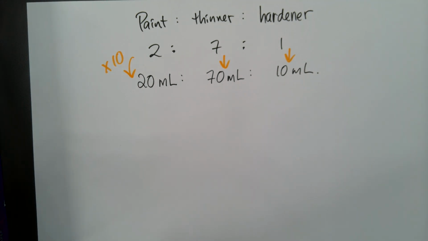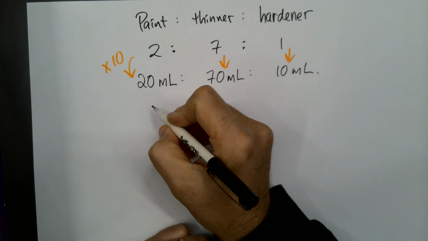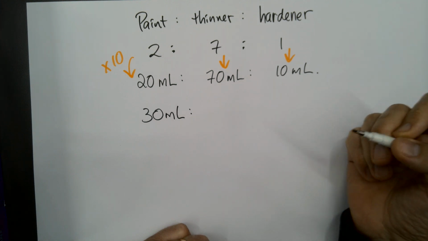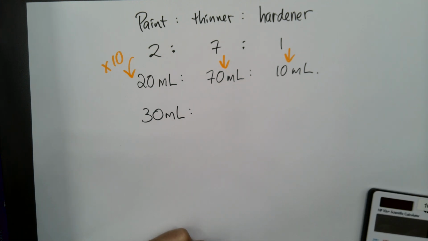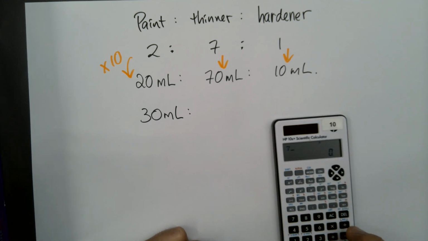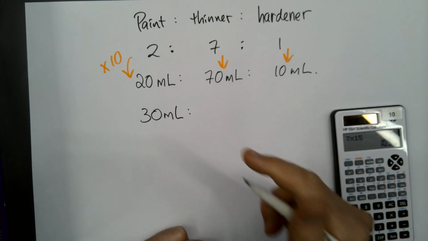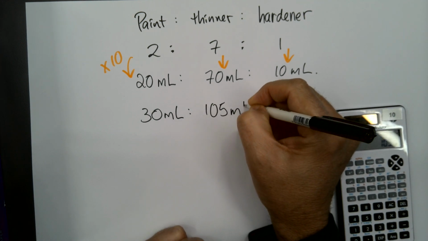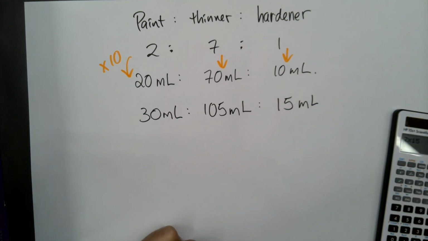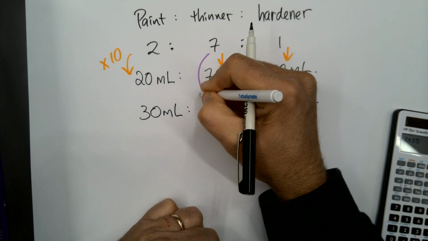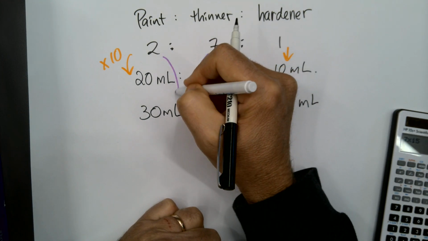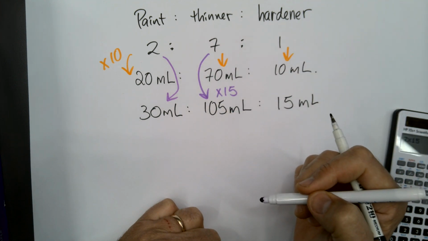What if I had 30? Oh, geez, how do you turn 2 into 30? Well, you multiply by 15. Okay, so that means 7's got to be multiplied by 15. So that's 105 mil. And 1 by 15 is 15. All right, so to get from there to there, I multiplied by 15 because I turned 2 into 30.